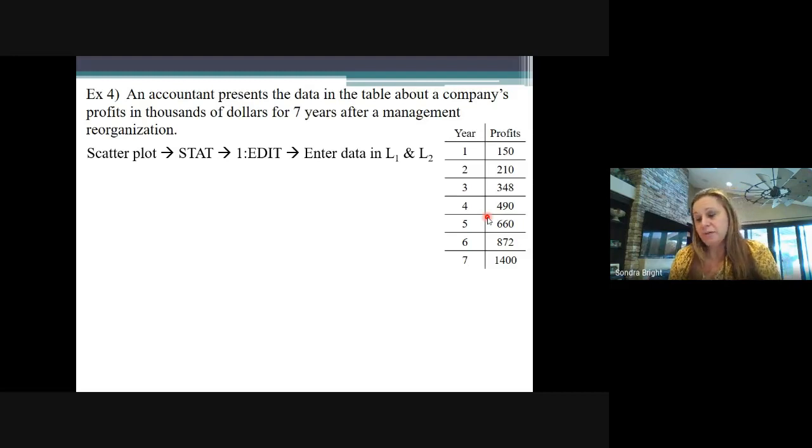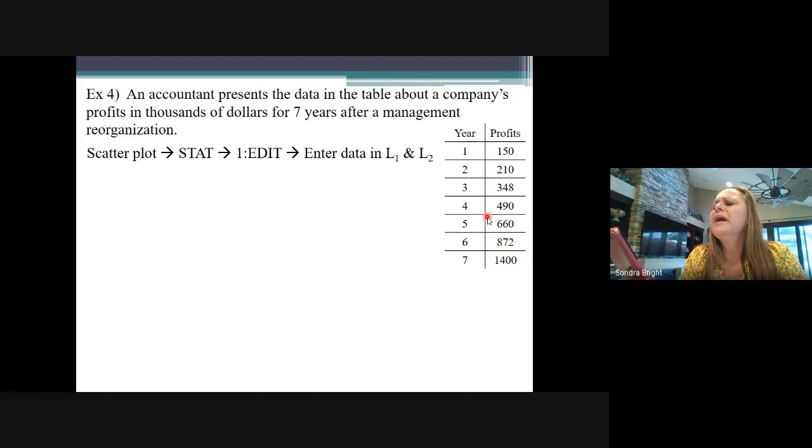You can type over, but so I'm going to enter under L1: 1, 2, 3, 4, 5, 6, and 7. Under L2: 150, enter. 210, enter. 348, enter. 490, enter. 660, 872, and 1400. Okay, so for each of them, I've got all the values.